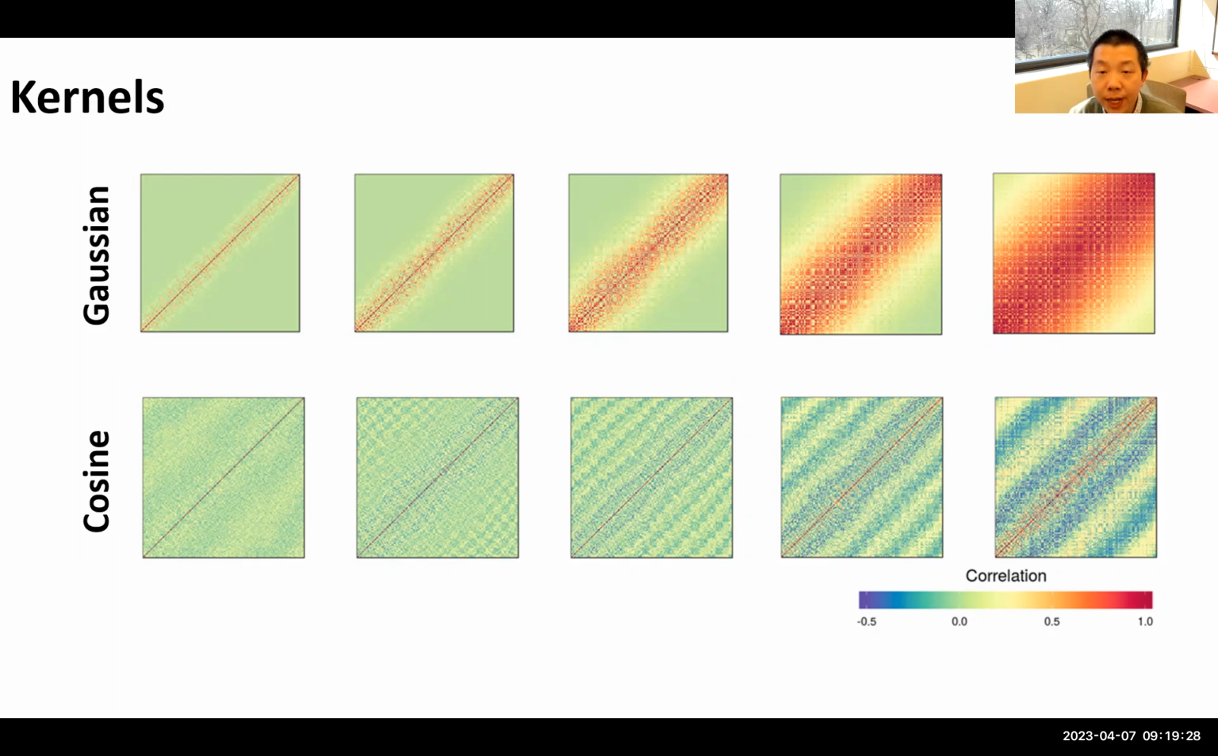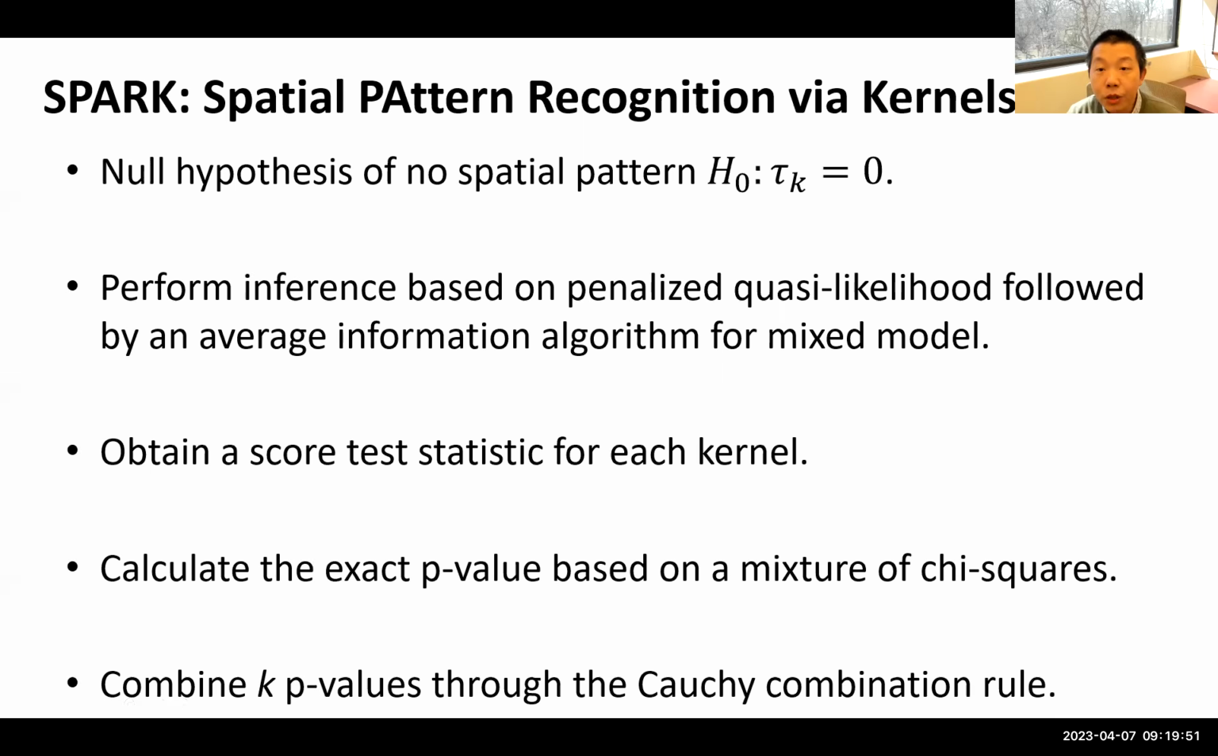The 5 Gaussian kernels have different bandwidths to model how the gene expression similarity decays across distance, while the cosine kernels have five different periodicity parameters, modeling how the periodicity patterns vary across the entire tissue. So we have 10 different kernels. And for each kernel, we perform the hypothesis test of whether there's a spatial expression pattern or not by testing the null hypothesis that tau k equals 0.